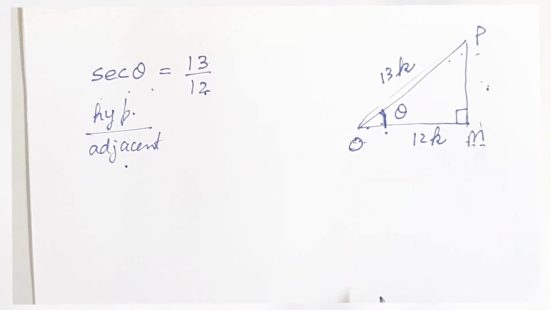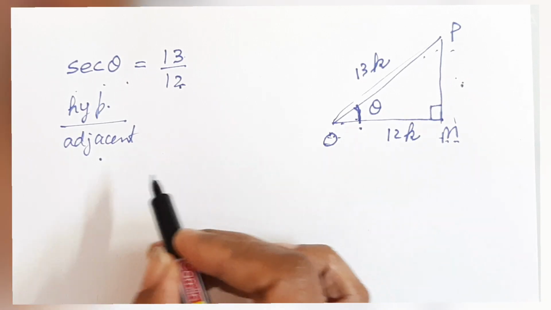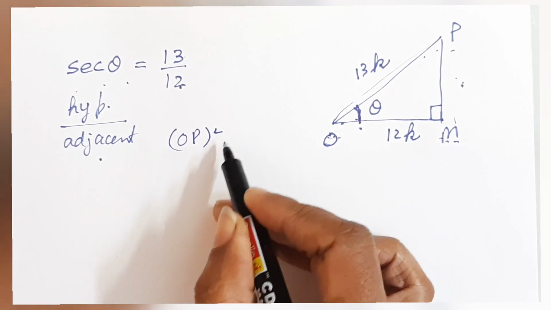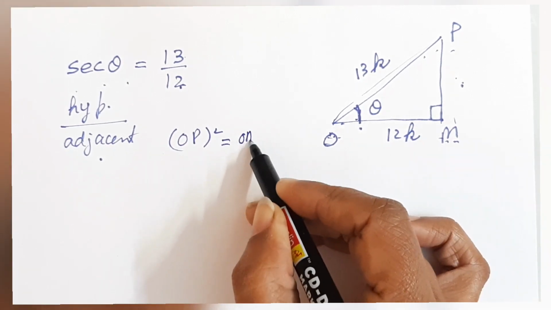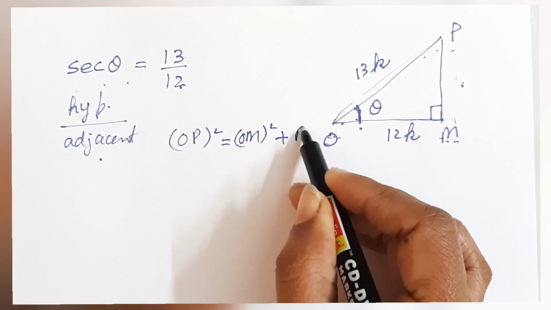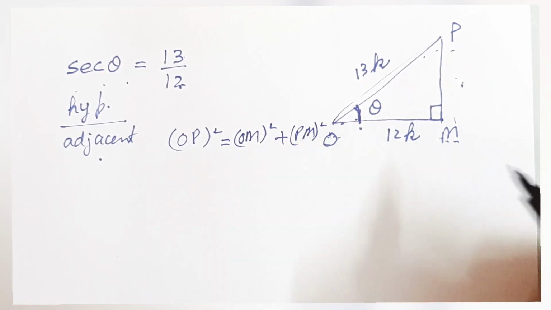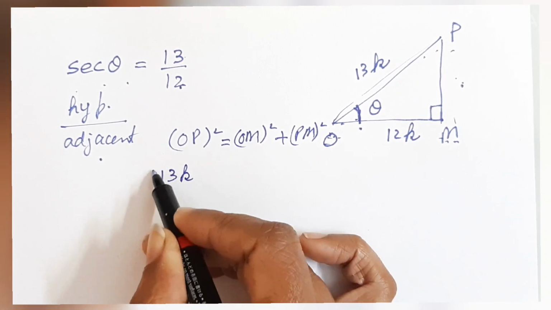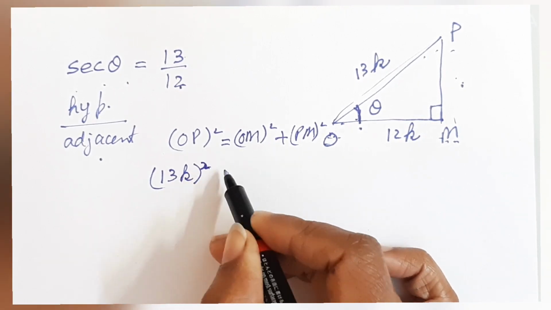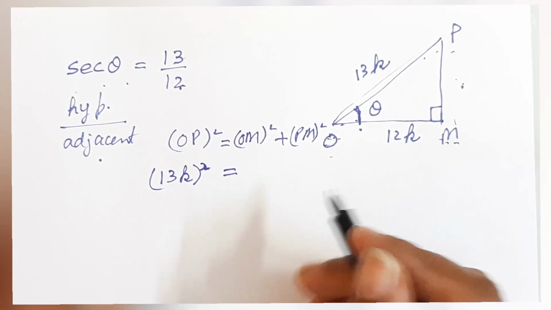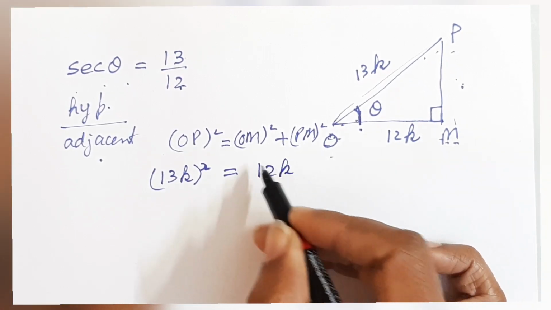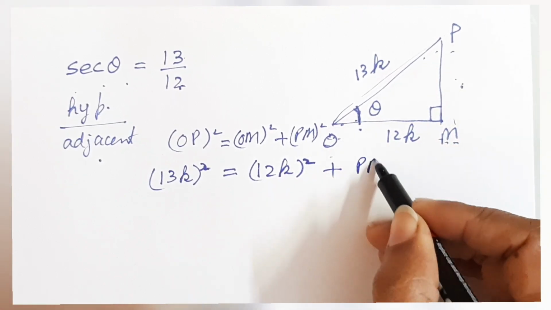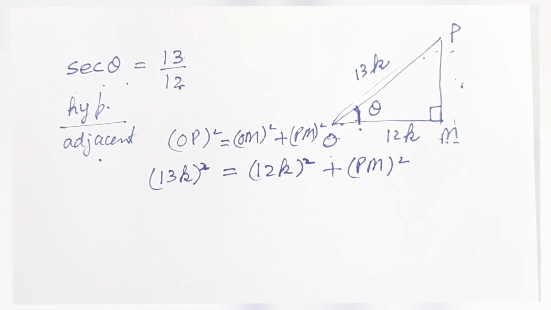So now let us apply Pythagoras theorem here. That is OP square is equal to OM square plus PM square. Now see what is OP. OP is 13K, so 13K square is equal to, now OM is 12K, so 12K square, plus PM. Now PM is missing, so PM square as it is.